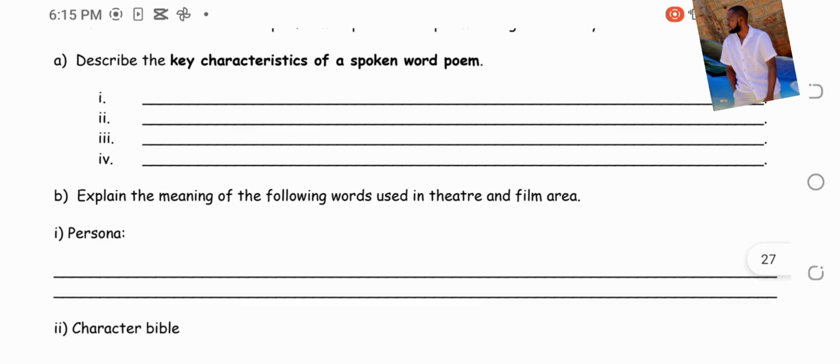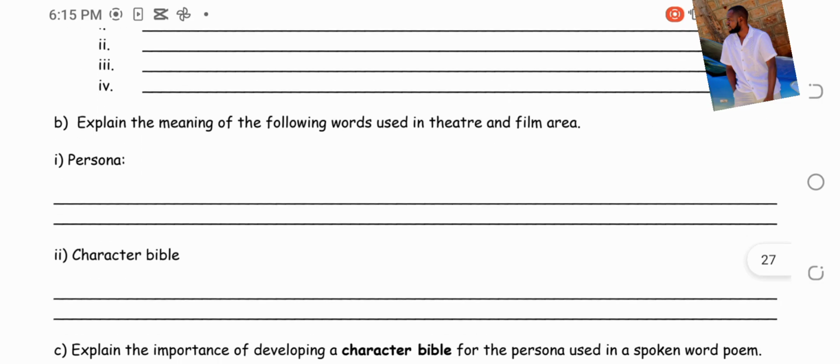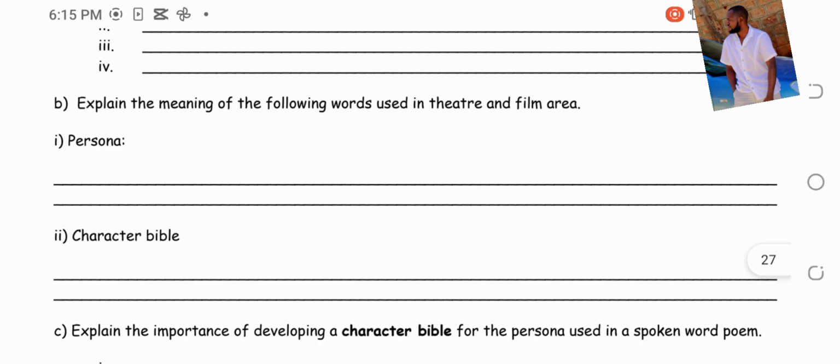And the next question says, explain the meaning of the following words used in film and theater. Number 1, persona. Who is a persona? We say a character voice used in performance. Then number 2 is character Bible. We say detailed background of a character. That one is known as character Bible, background of a character.